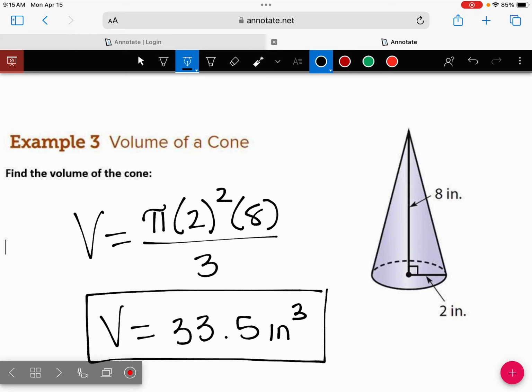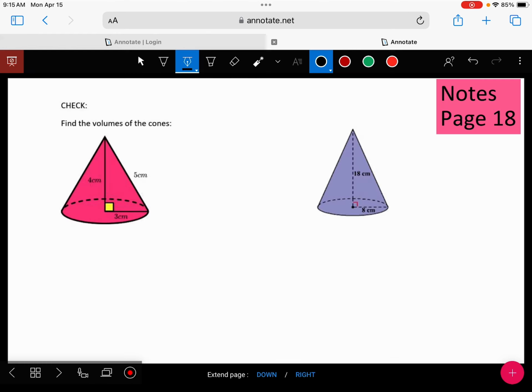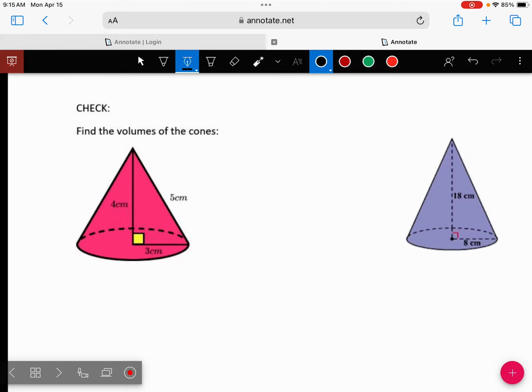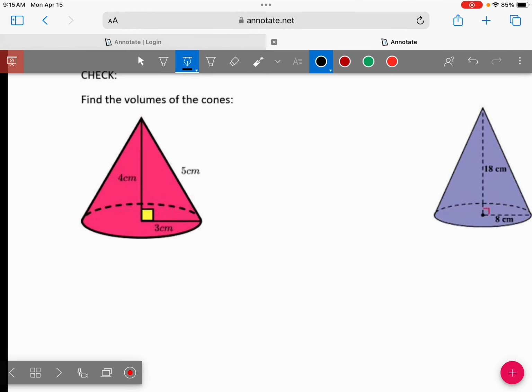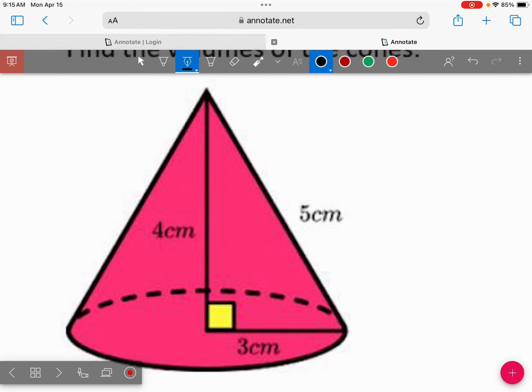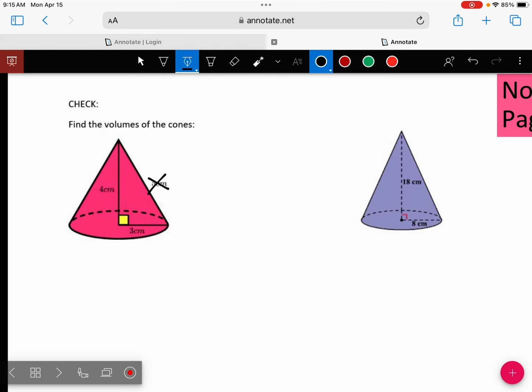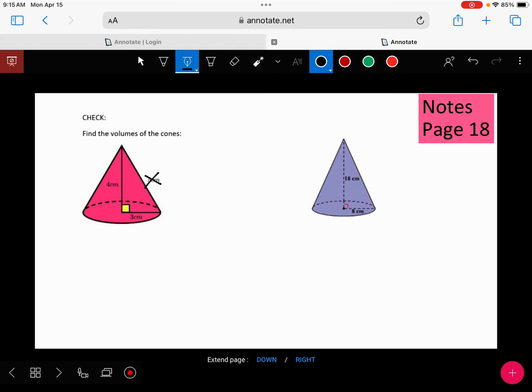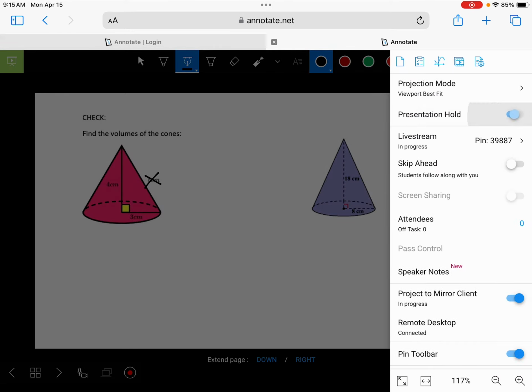All right, any questions about how we did that? Who had that answer? All right, go ahead and do the next two. Raise your hand when you have an answer for the next two. But before we do that though, which one of these numbers am I using for the height? The 4, good. So cross out the 5, that's only there to confuse you. All right, when you have your answer for both of these, raise your hand and I will check it.